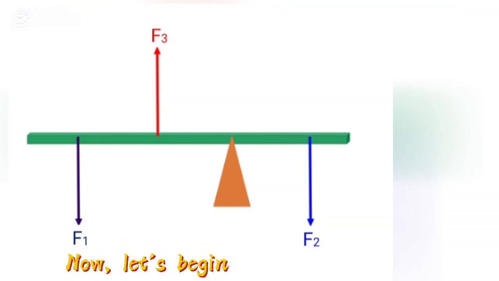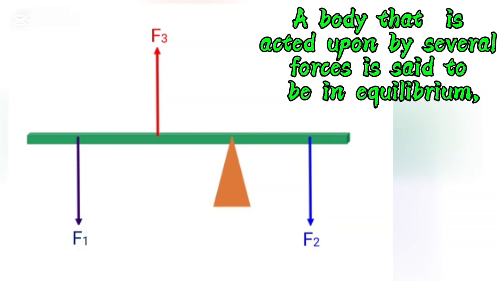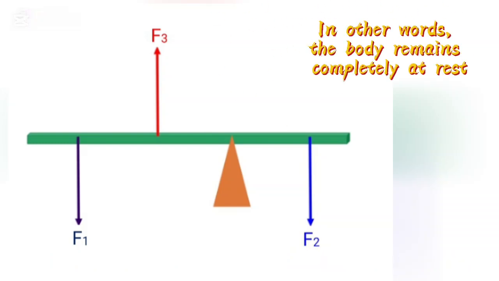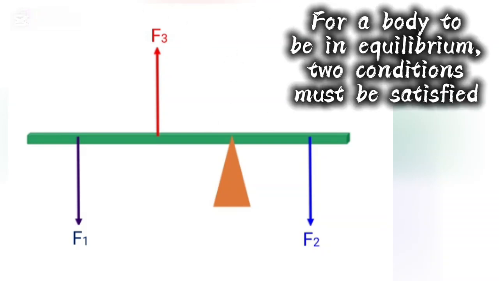Now, let's begin. A body is acted upon by several forces. It's said to be in equilibrium if it does not move and does not rotate. In other words, the body remains completely at rest. For a body to be in equilibrium, two conditions must be satisfied.